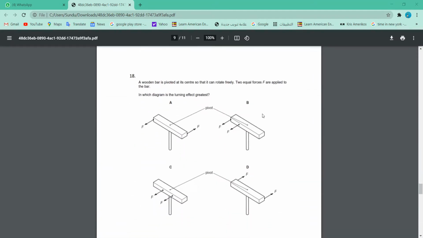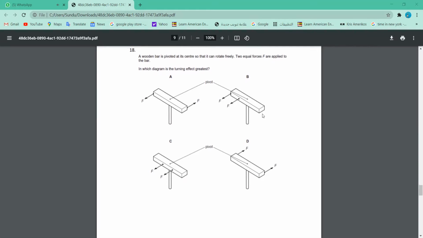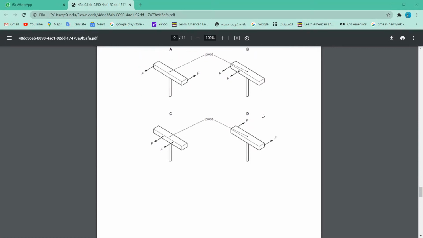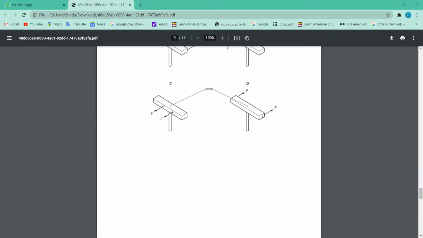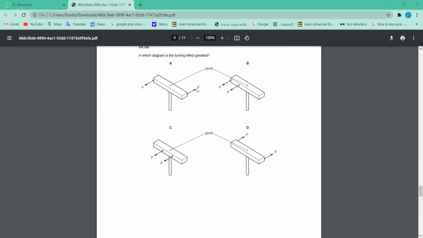Okay. A wooden bar is pivoted at its center so that it can rotate freely. Two equal forces F are applied to the bar. In which diagram is the turning effect greatest? Yes, it is A, because both the forces are clockwise.